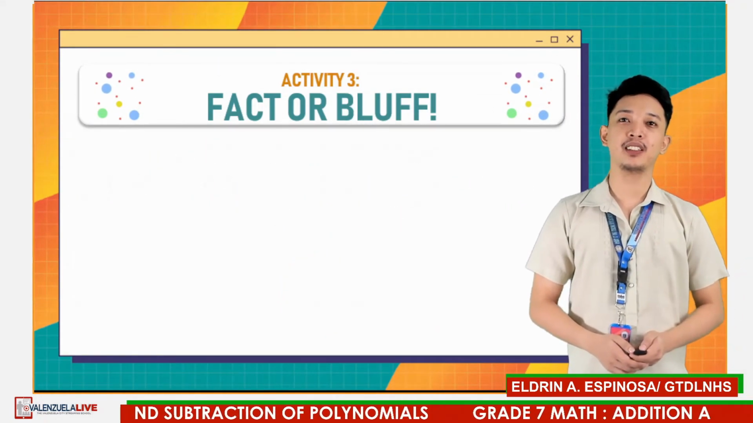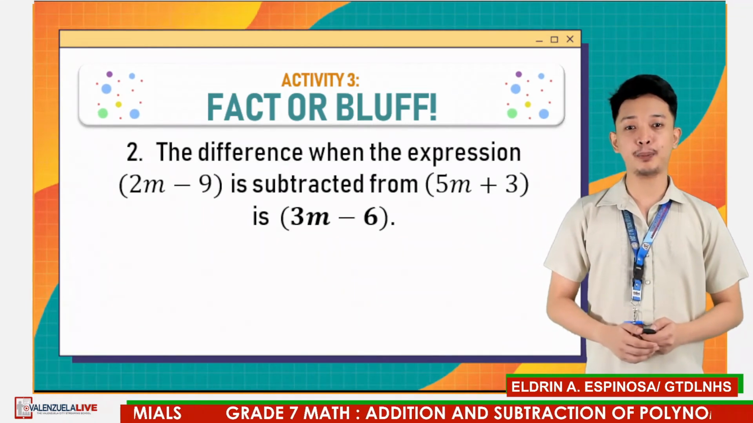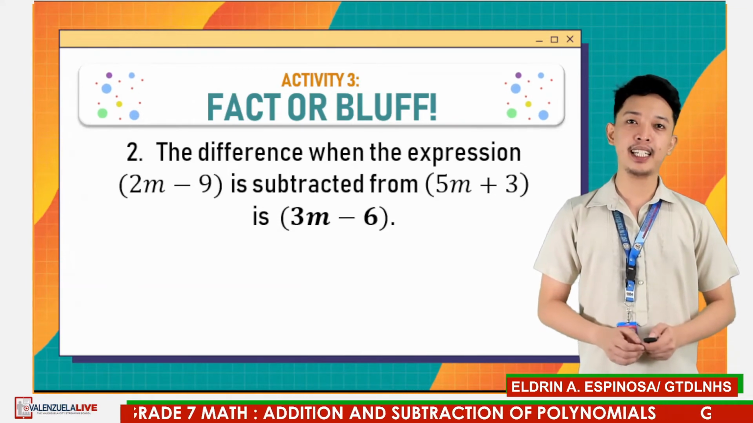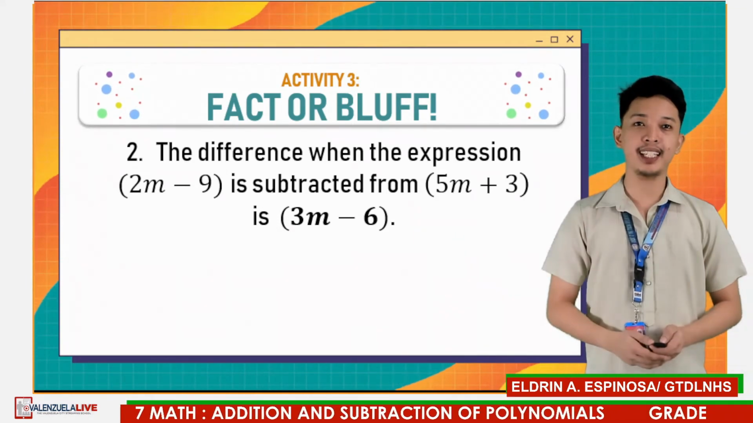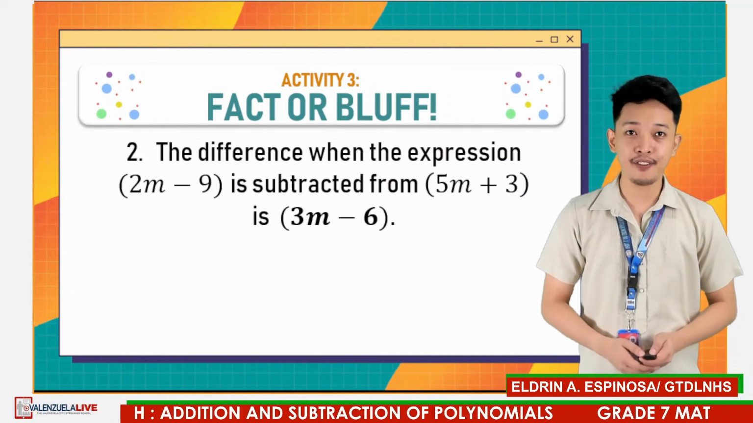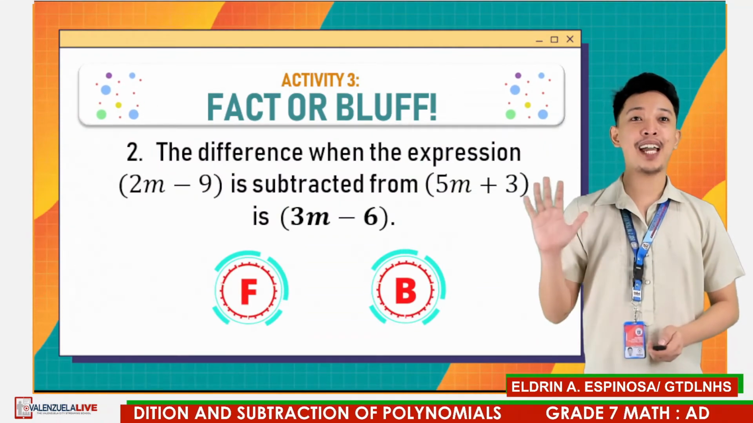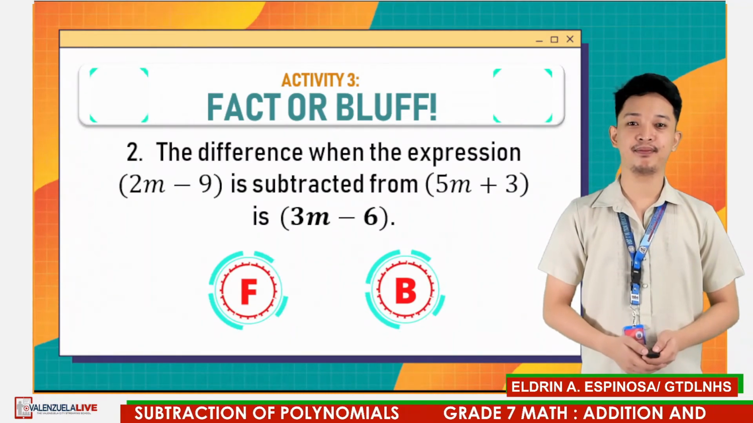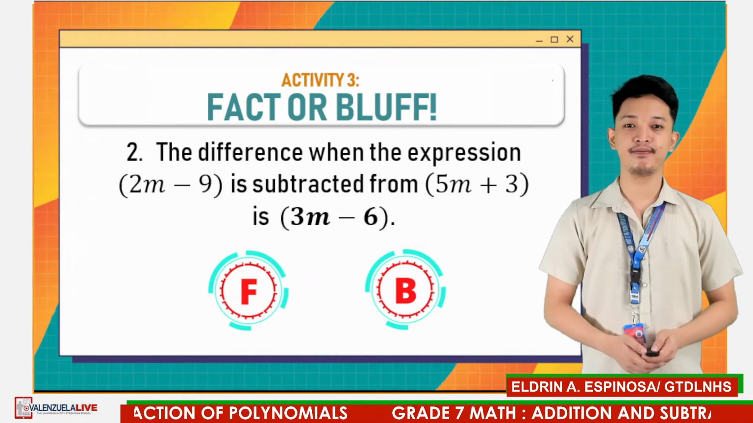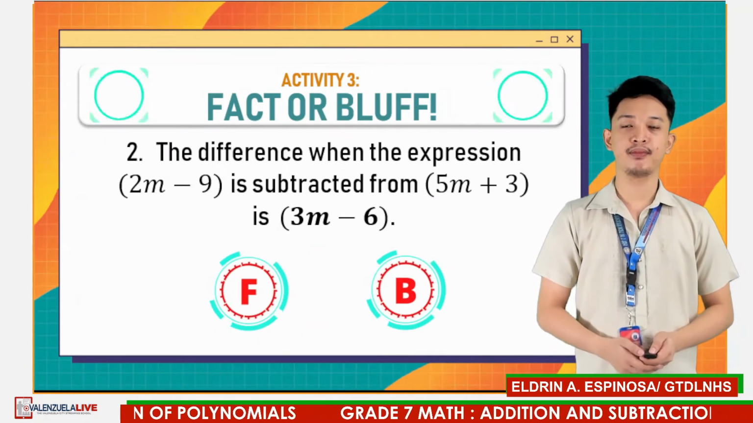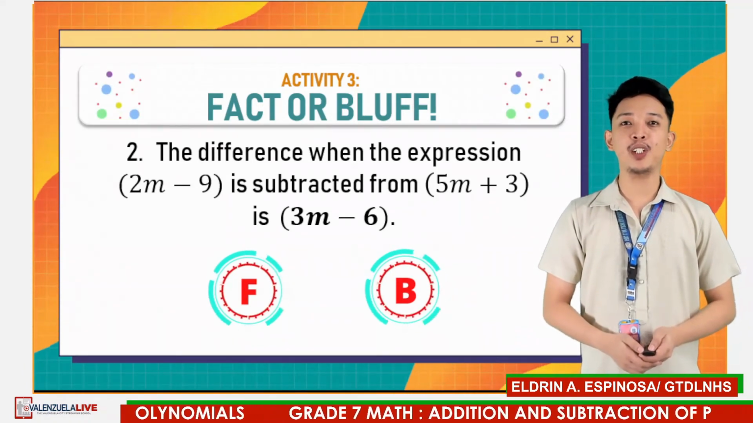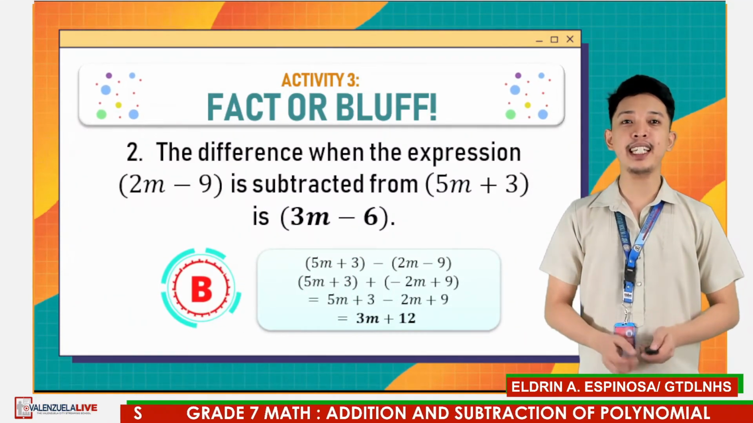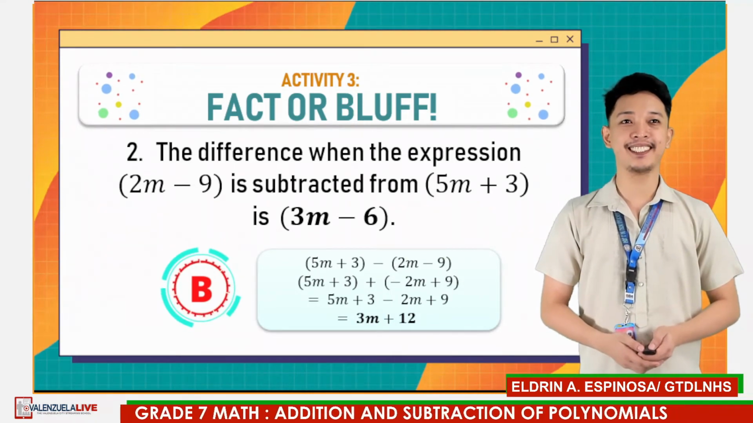Number 2. The difference when the expression 2m minus 9 is subtracted from 5m plus 3 is 3m minus 6. Is it F or B? 5 seconds, go! Very good. The correct answer is B, because the difference must be 3m plus 12.